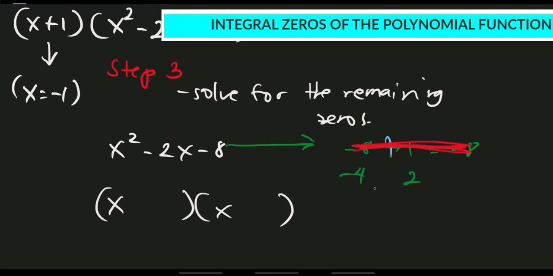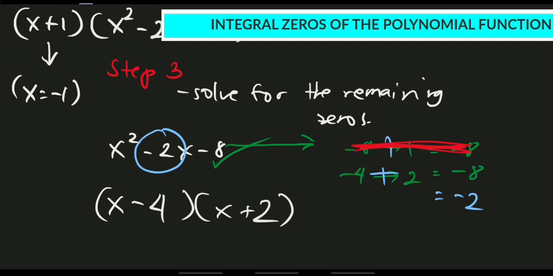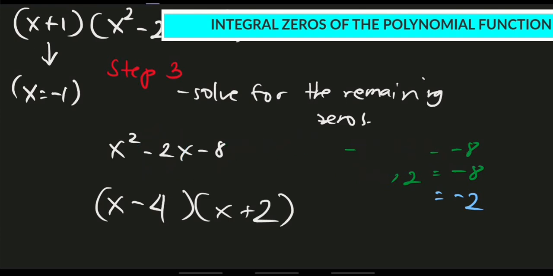Next, let's say we have negative 4 and positive 2. Let's multiply. Negative 4 times positive 2, the answer is negative 8. Good, that is connected to our constant term. Next, negative 4 plus 2, the answer is negative 2, which is also our midterm. That means the factors for this given problem are negative 4 and positive 2.